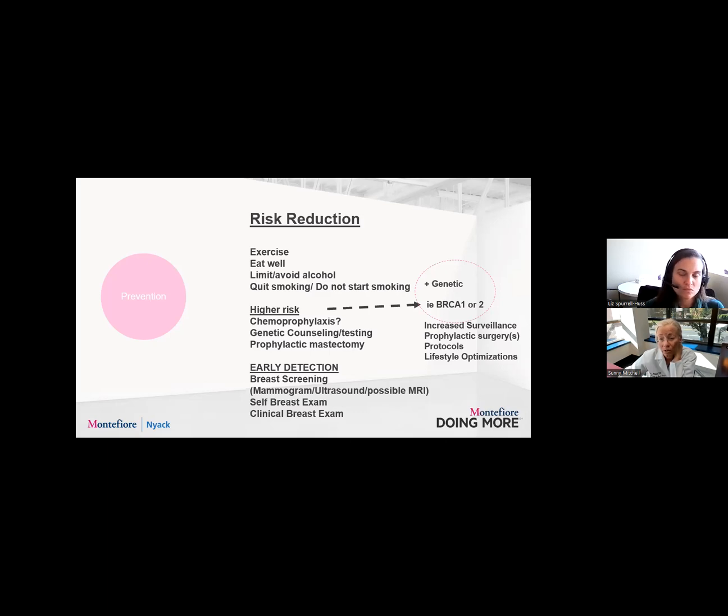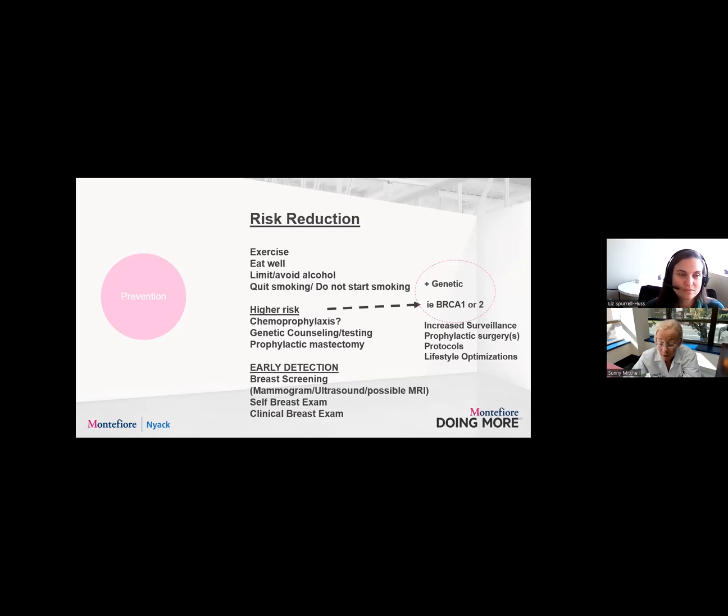Both are good options. So then, what do we recommend? We recommend increased surveillance. So mammograms, ultrasounds every year. Maybe we add a breast MRI and lifestyle optimization, eating well, exercise, all of these things. So the whole key in risk reduction is also early detection.